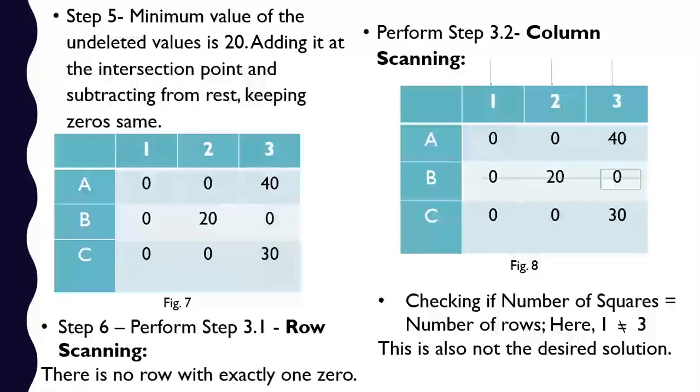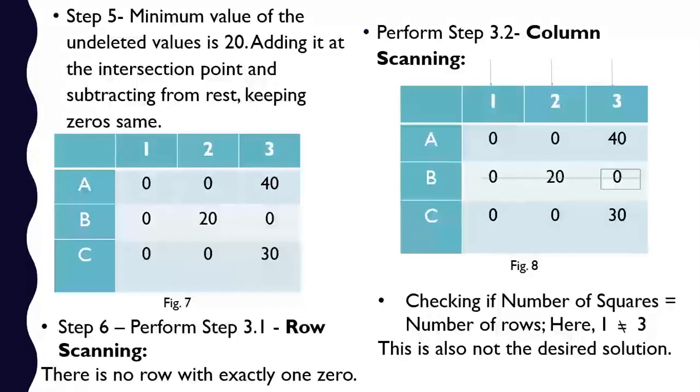Now on this new matrix, we have to perform row scanning. On doing that, we see that there is no row which has exactly 1 zero. Hence, we know that with the help of row scanning, we will not reach the optimal solution. Moving on, we perform column scanning on this matrix. When we go to column 1, we see that there is not exactly 1 zero. Column 2, not 1 zero. But on column 3, we see that there is 1 zero, which is B3. So we mark B3 in a box and strike that entire row, giving rise to figure 8.